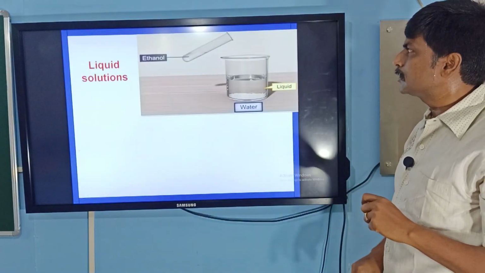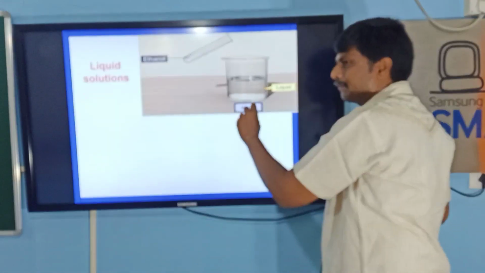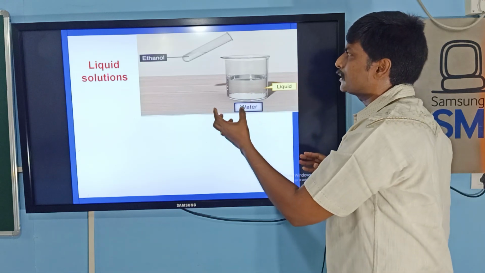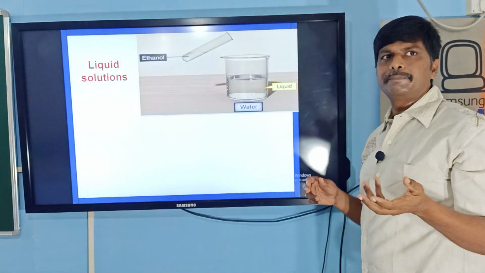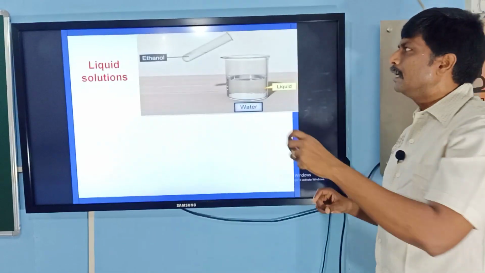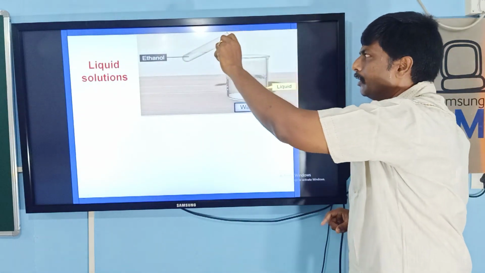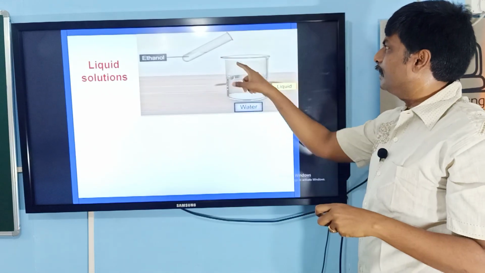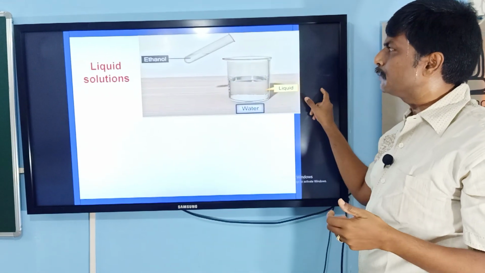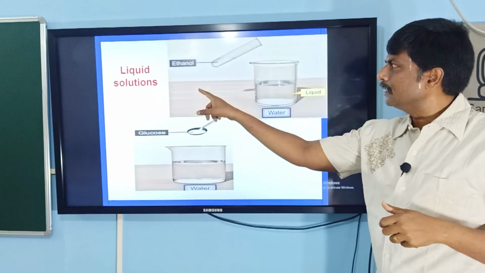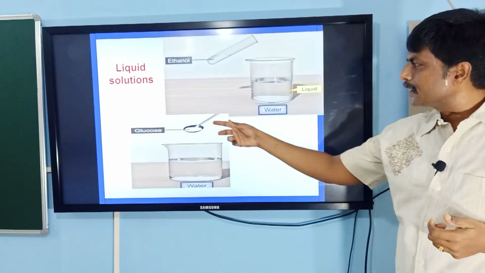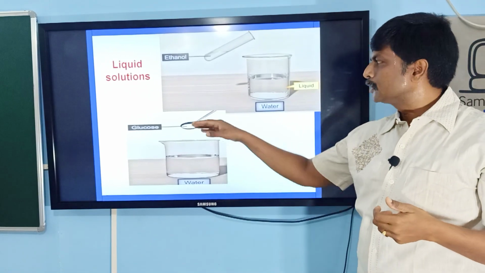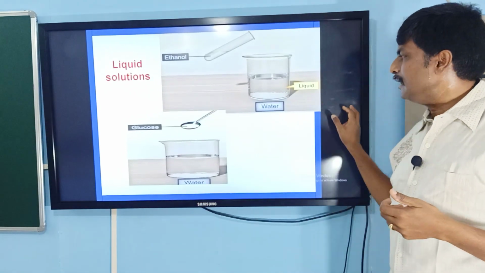Second one, liquid in liquid. Generally, everybody knows this variety of solution. Generally, you think solution means a mixture of two liquids. Ethanol is a liquid. You mix ethanol and water, liquid and liquid. Ethanol and water form a homogeneous mixture. It is a liquid solution, liquid in liquid type. Now you dissolve glucose in water, sugar in water, salt in water. So solid in liquid.